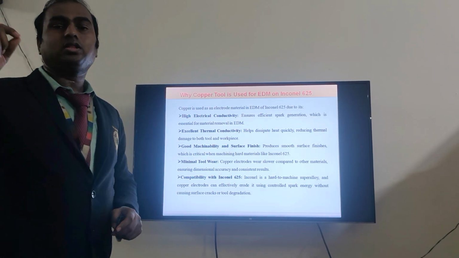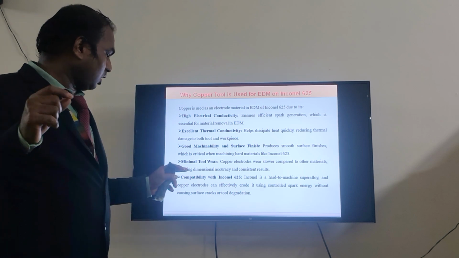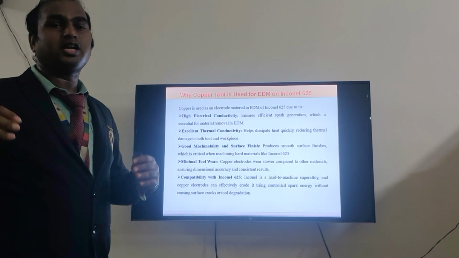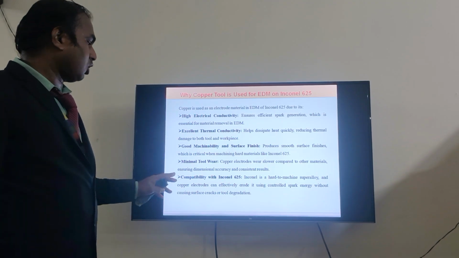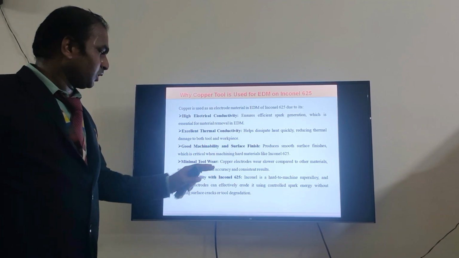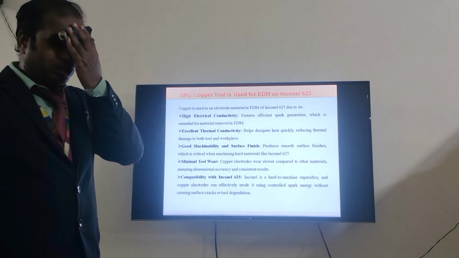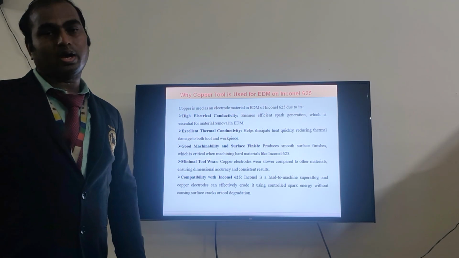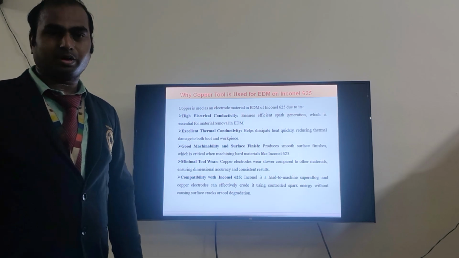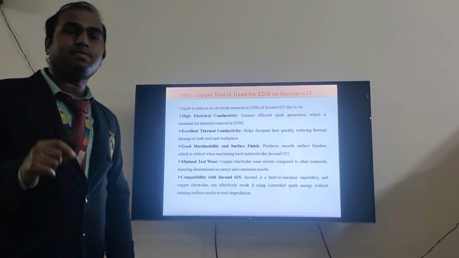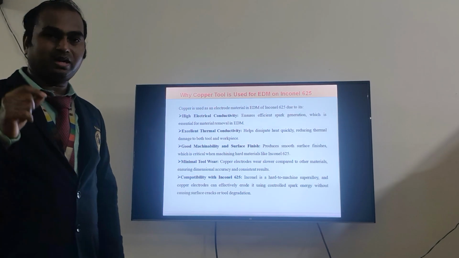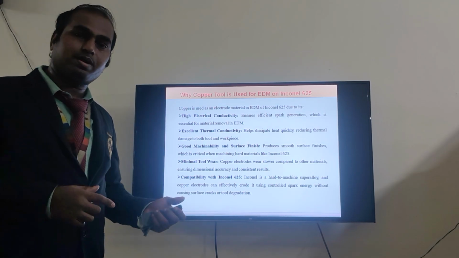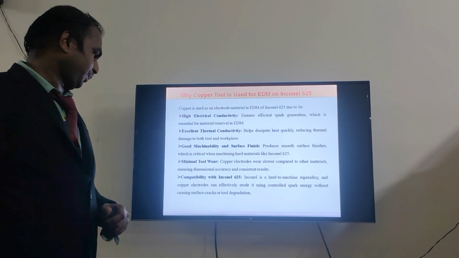So when compared with the normal traditional tool and the additive manufacturing tool, the tool wear is going to differ phenomenally during the machining process. Compatibility with Inconel 625: Inconel is very hard to machine. So whichever material is very hard to machine, we can directly go for the EDM process, wire EDM, or ultrasonic machining process. Among these, the most available in industries is EDM, that is electrical discharge machining. In electrical discharge machining, we have two types: one is fully submerged, one is semi-submerged.